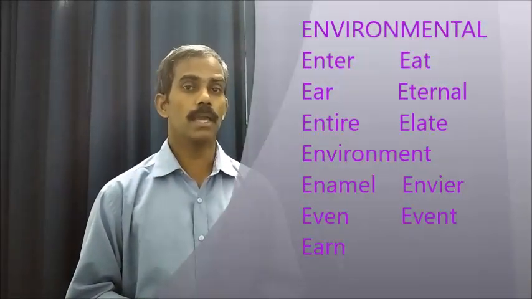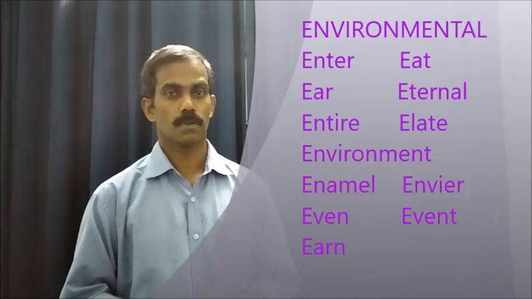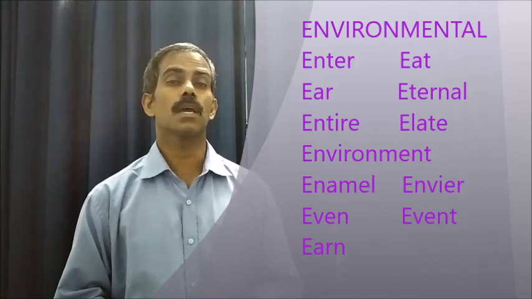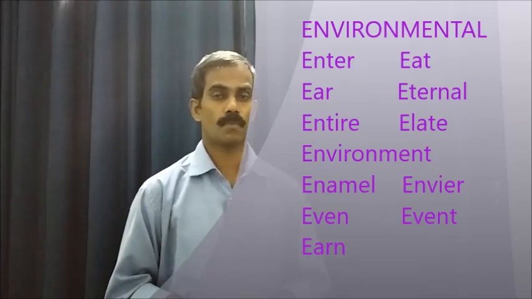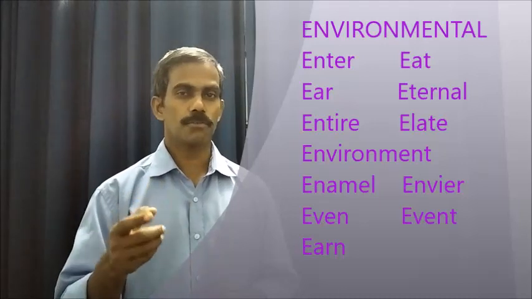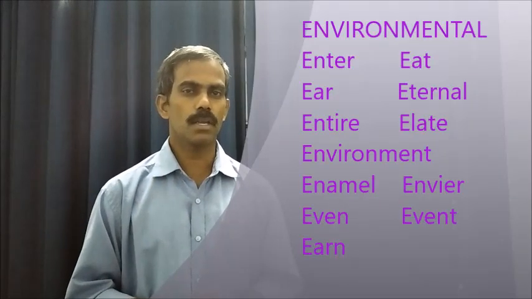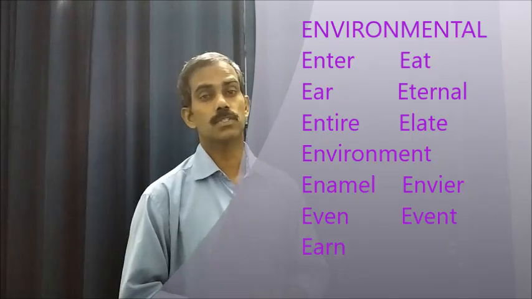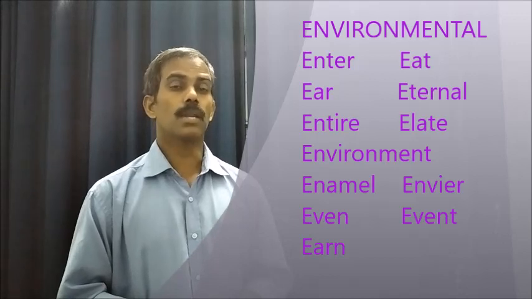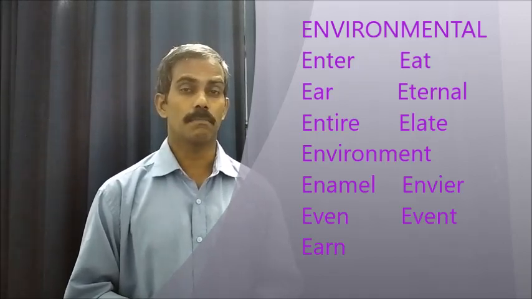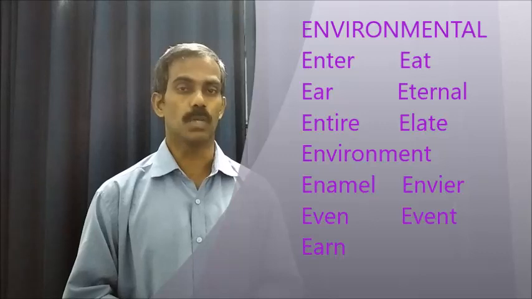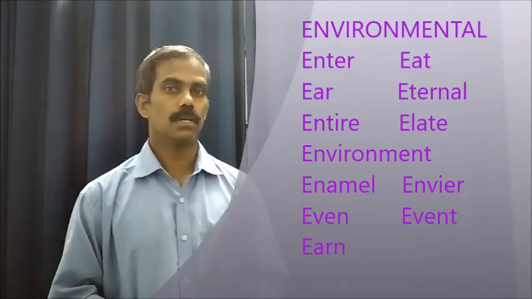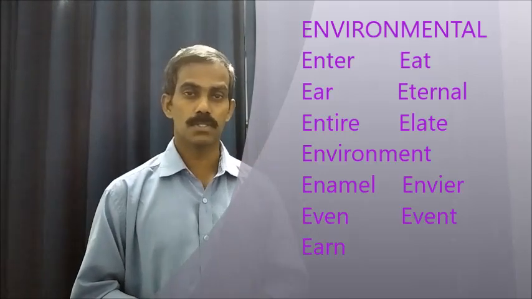Enter. E-N-T-E-R. E is repeated, but there are 2 E's in the word environmental. Yes, another word can you think of? Yes, it's a very simple word, eat. See, there are 3 letters in the word, so it's a valid word. But you cannot make a word called at, because it has got only 2 letters. So eat is a valid word. Another word, ear. We all have ears, so ear.